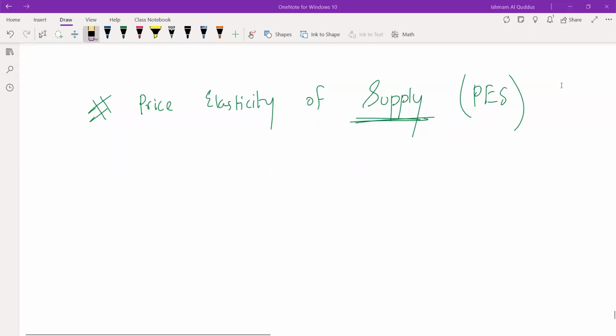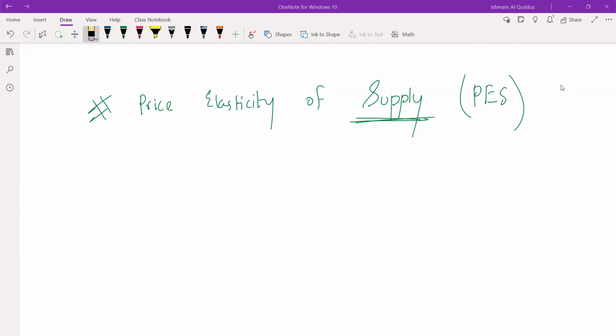Hi everyone. So now we are going to see the last type of elasticity that we are going to learn in Eco 101. So here, the last type is the price elasticity of supply, in short PES. So by the name itself, it is quite evident that we are looking into the supply side now, whereas the topics that we discussed earlier looked into the demand side only.